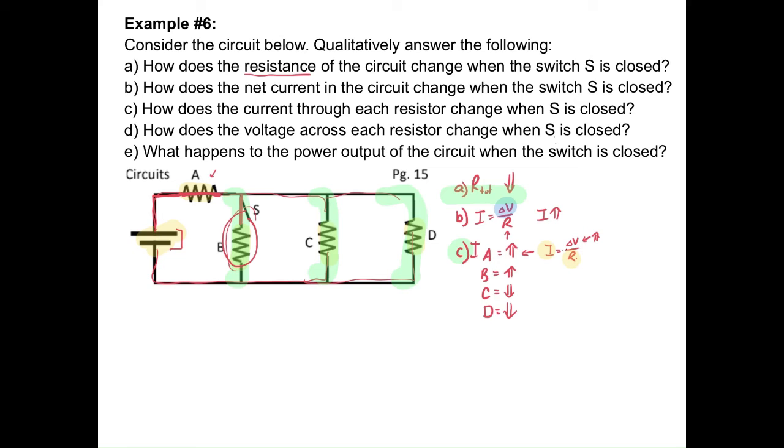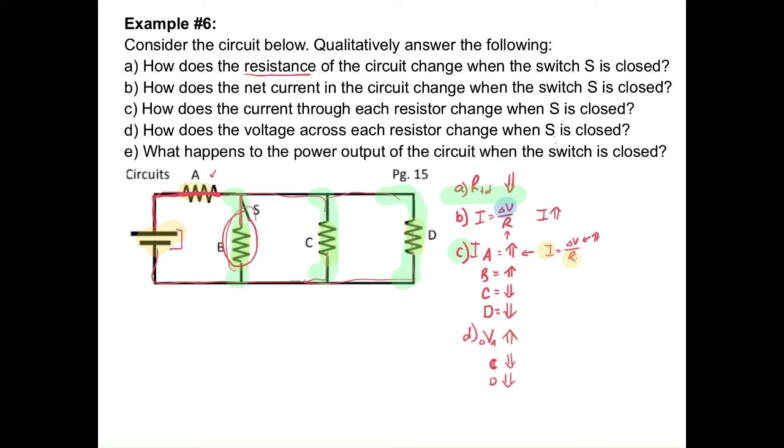Let's move on to letter D. How does the voltage across each resistor change when S is closed? Well, we just talked about A there, right? We just said that the potential difference across A is going to increase, right? There's more current going through that same resistance, so its potential difference has to increase. If you think about C and D, those are the next easiest ones. We just said that their current decreases. So if their current decreases for the same resistance, then that means that their potential difference is going to decrease.